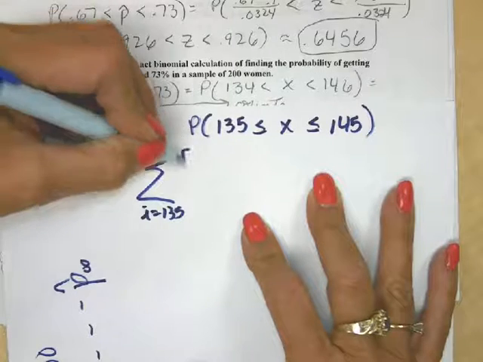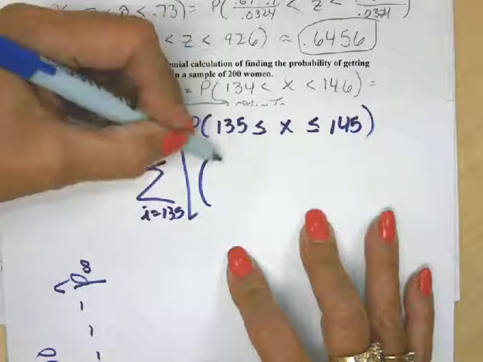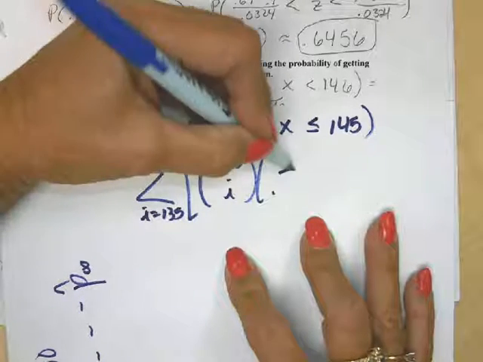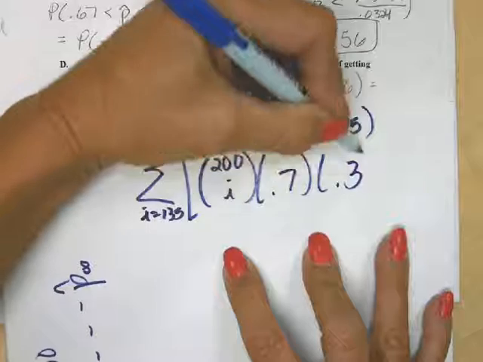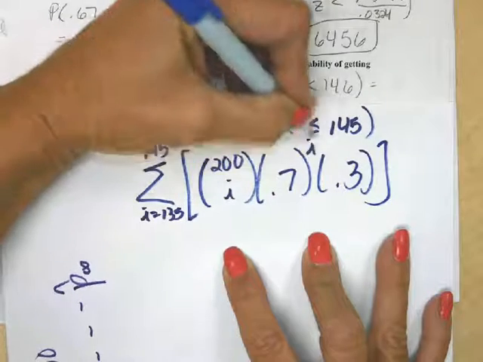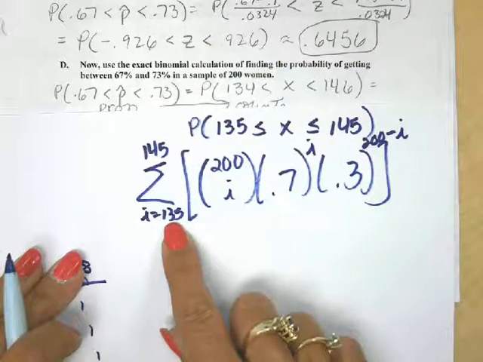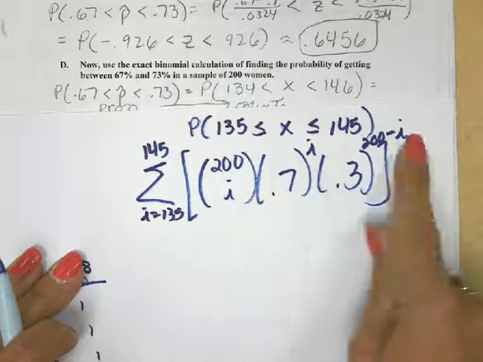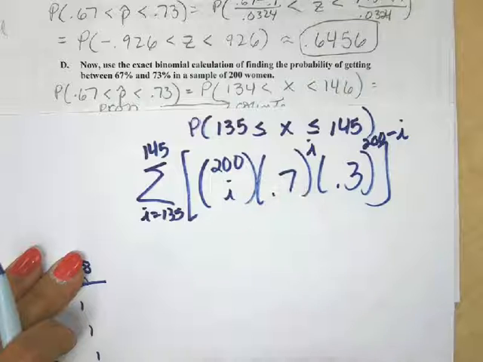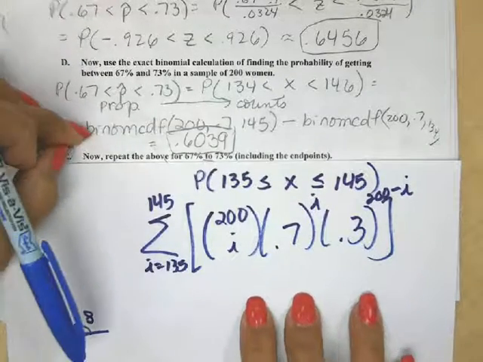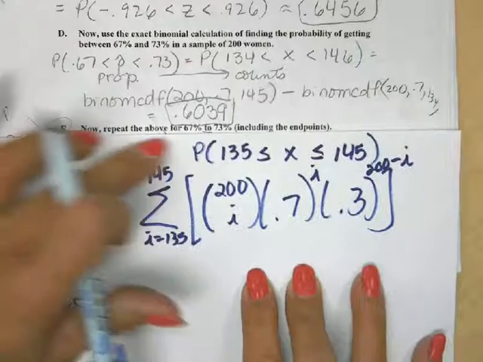And remember, we have a combination. We have a probability of success. We have a probability of a failure. And if we let this go from 135 all the way up to 145, this would count and calculate it with a binomial setting. And naturally, I would use my binomial CDF in order to do that. And I would end up getting about 60%.